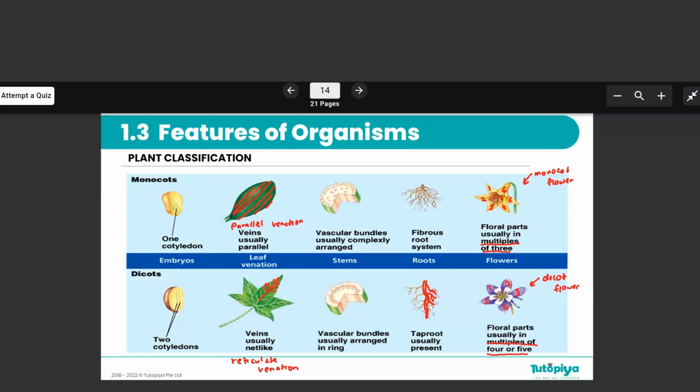And this is actually something that comes up quite frequently in your exams. So make sure that you study these differences between the monocotyledons and the dicotyledons. So that's all you basically need to know. So before we wrap up, let's take a look at a few questions from the question bank.